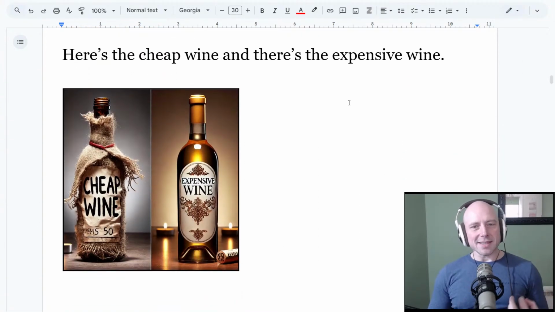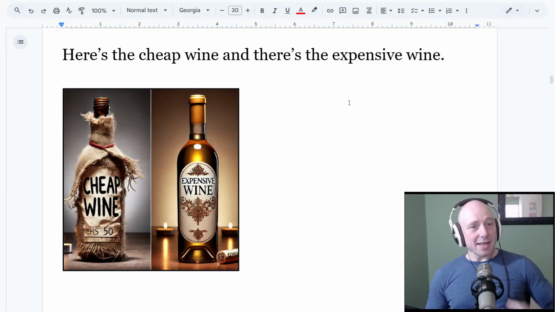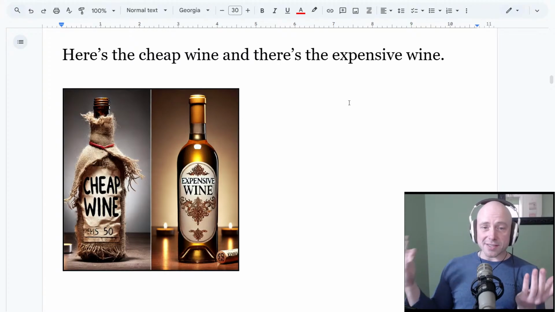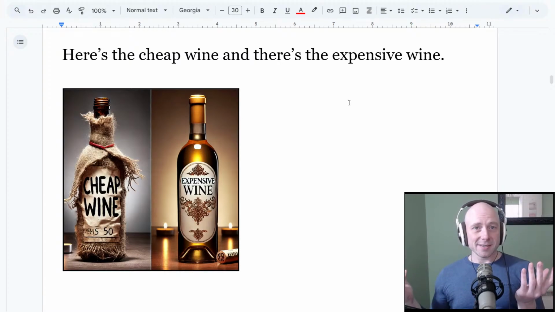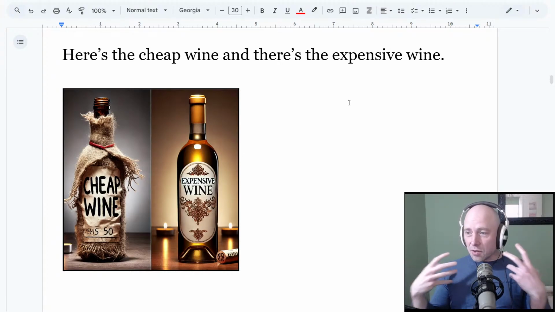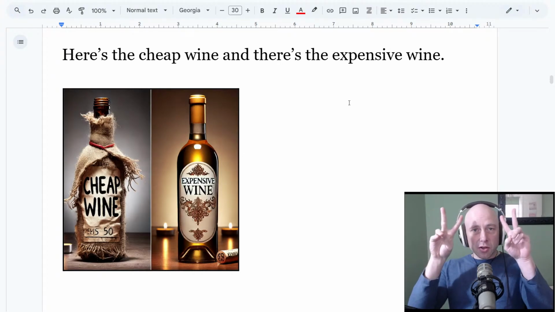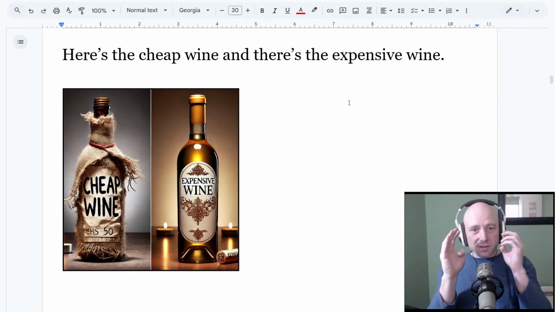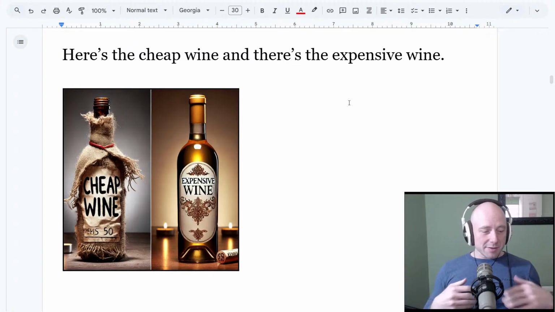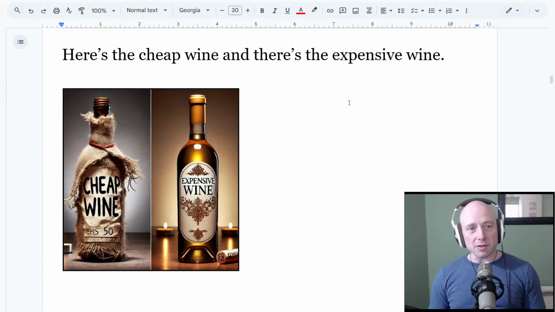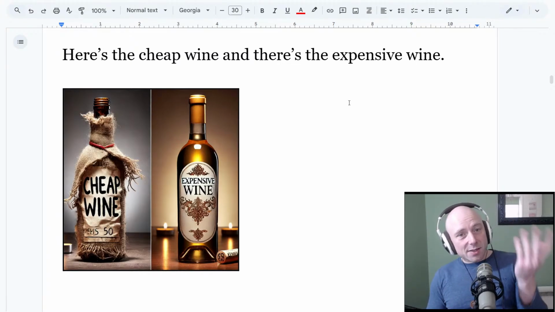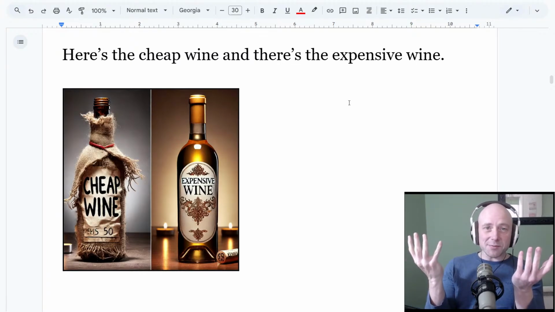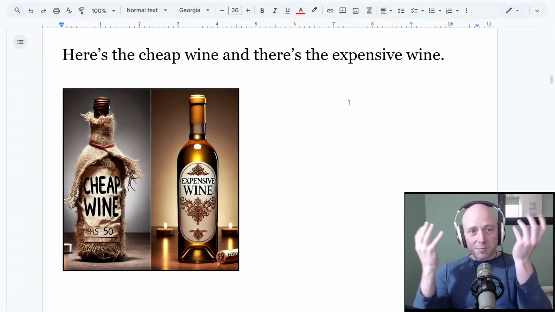So we might say something like this. Here's the cheap wine and there's the expensive wine. Now, this is not a relative clause. This is just another way to talk about the wine. Now we have these two bottles. We want to differentiate them. We can still use the definite article, but we have to say, here's the cheap wine and there's the expensive wine. These are your two options.